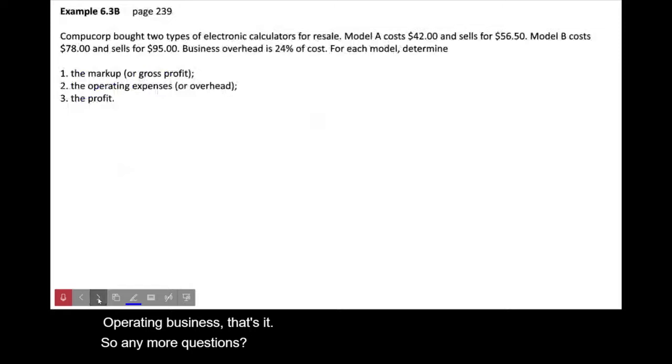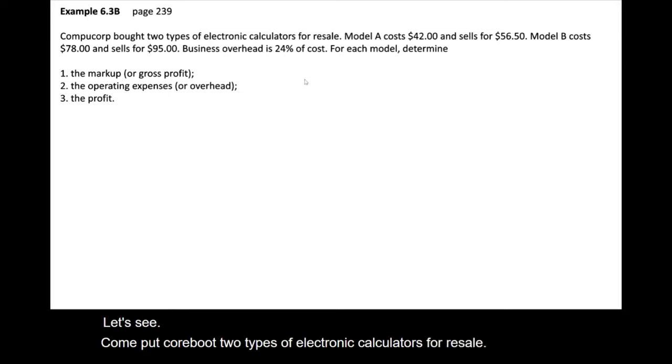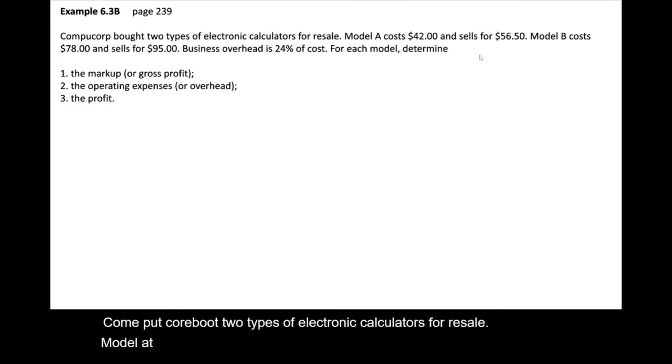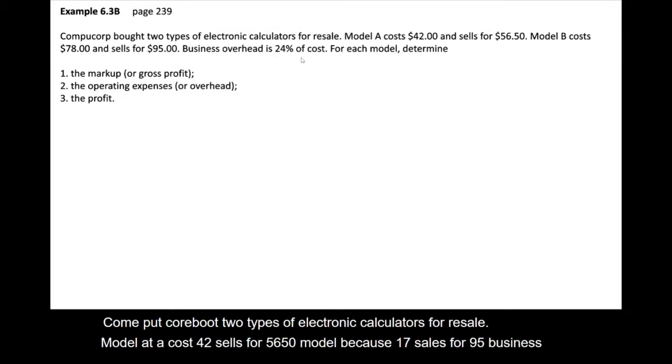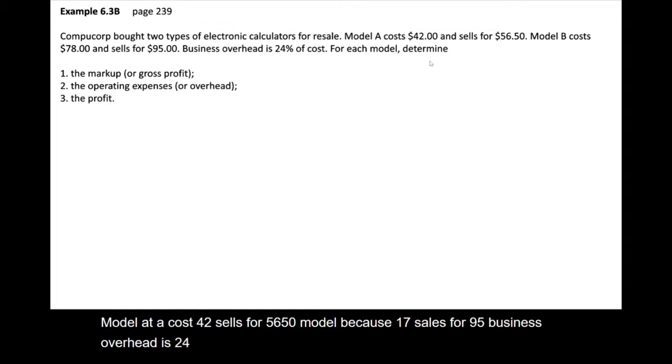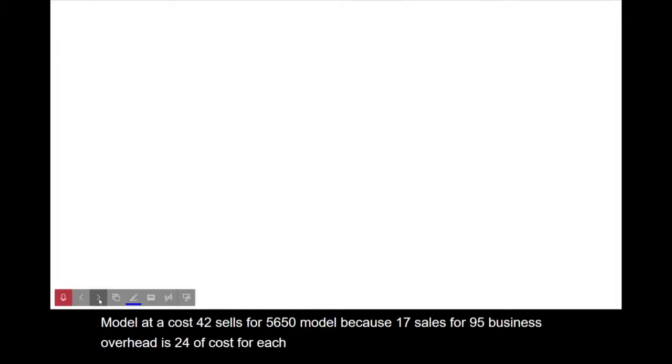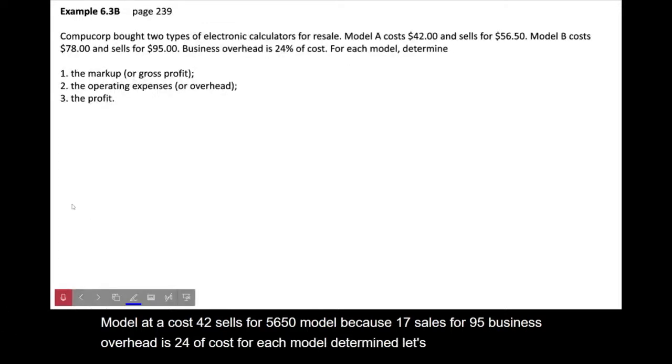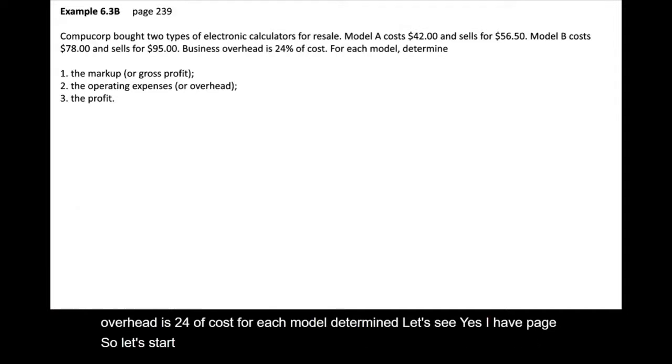Let's see. CompuCorp bought two types of electronic calculators for resale. Model A cost 42, sells for 56.50. Model B cost 17, sells for 95. Business overhead is 24% of cost. For each model determine the following. So let's start with model A.